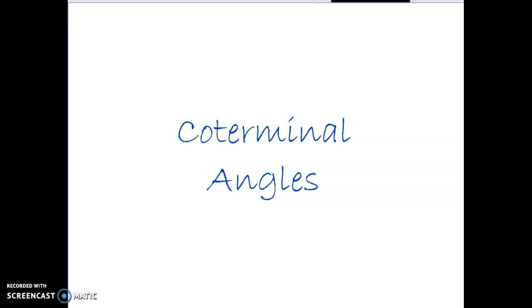In this video, we're going to look at coterminal angles. Okay, so let's analyze this word coterminal right here. Co, meaning together, and terminal. You guys remember in our last video about angles, we looked at the initial side and the terminal side, where it ends. So coterminal means they both end in the same place.